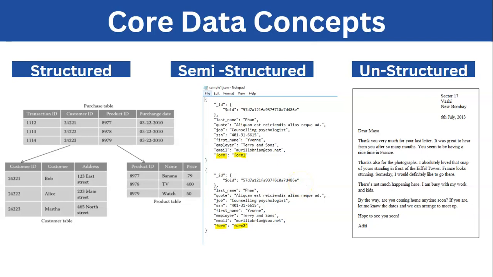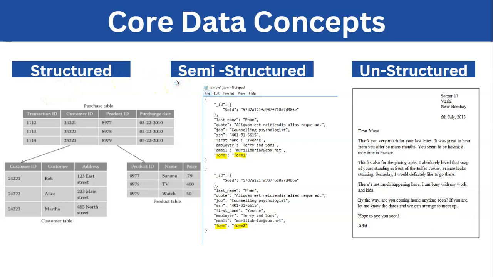Okay, so JSON is one example of semi-structured data. Now let me summarize this entire thing, that is structured, semi-structured, and unstructured, by giving examples. Structured data means the data that we are storing in the form of rows and tables in Excel or in SQL Server, in SQL databases. So that is basically considered structured data.